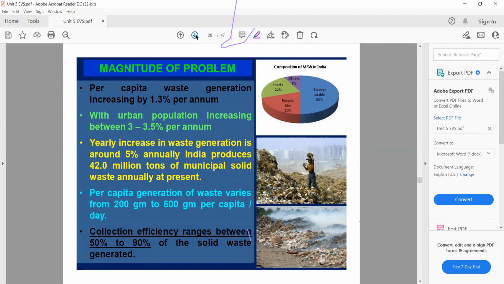India produces 42 million tons of municipal solid waste annually at present. Note this figure, 42 million for India. Per capita generation of waste varies from 200 grams to 600 grams per capita per day. Okay. Collection efficiency ranges between, as we were just discussing, 50 to 90% of the solid waste generated. All right.